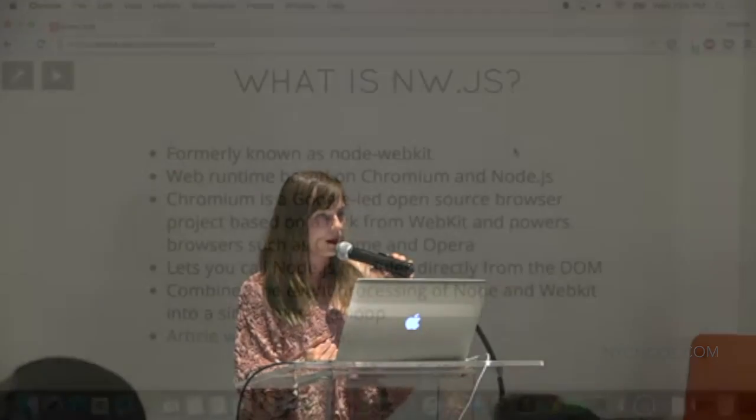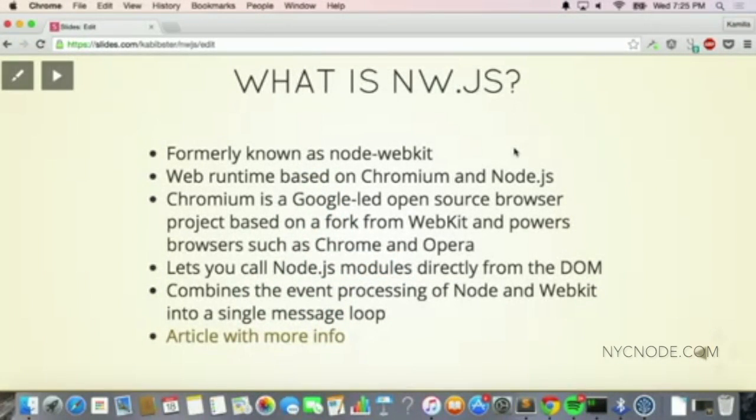So what is NW.js? It was formerly known as Node-Webkit. It's basically just a web runtime based on Chromium and Node.js. So Chromium, most browsers used to be sourced from WebKit, and then Google decided to end this monopoly and started the Chromium project. So now it powers a wide variety of browsers, the most popular of which are Chrome and Opera, and that Node-Webkit and now NW.js also use. So it lets you basically create kind of a browser-like environment in your computer without actually using any browsers, and lets you call node modules directly from the DOM, which you can't do with web apps.